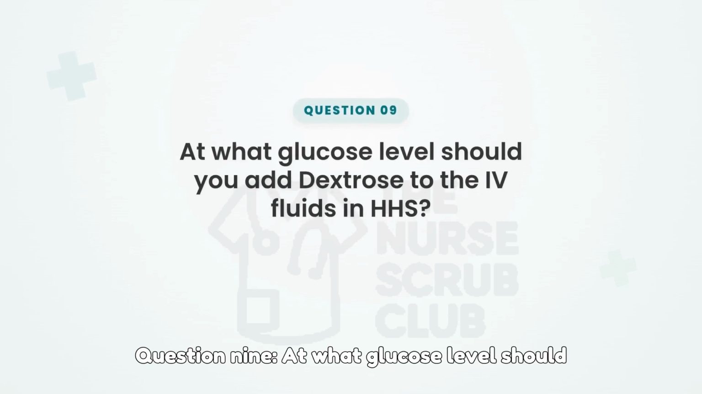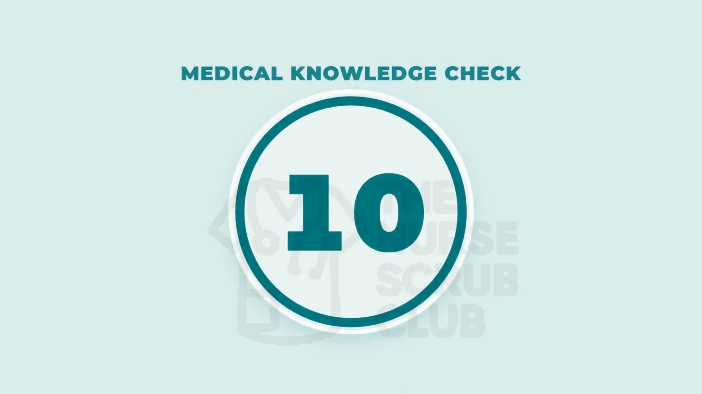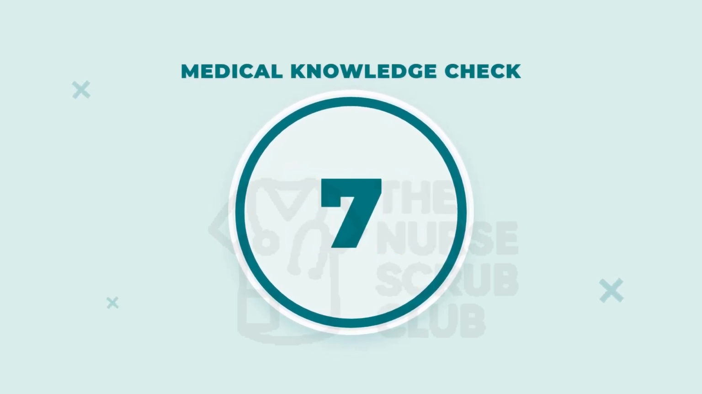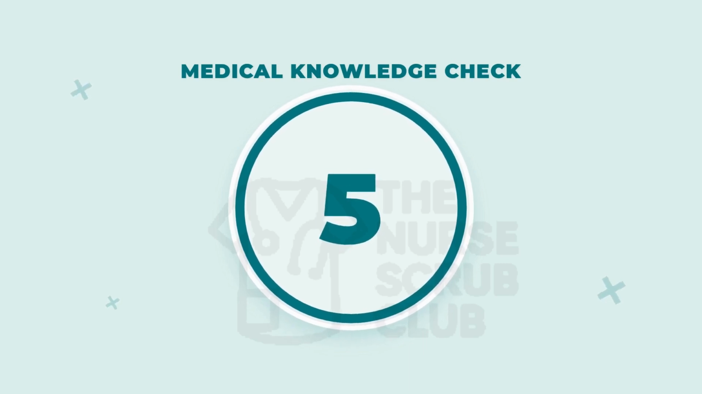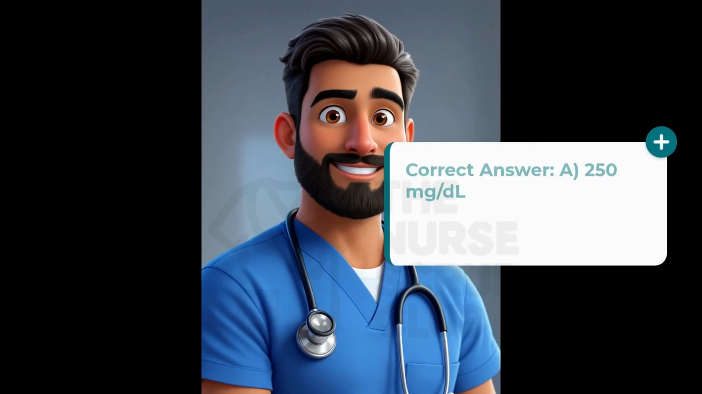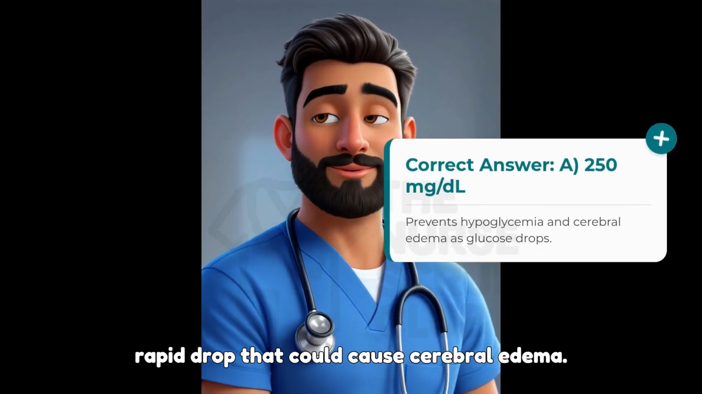Question 9. At what glucose level should you add dextrose to the IV fluids in HHS? The answer is A. Switching to a dextrose-containing fluid prevents a rapid drop that could cause cerebral edema.